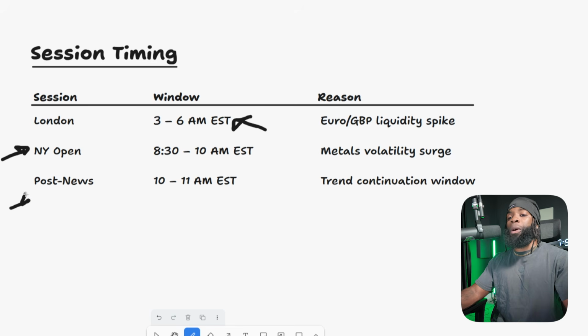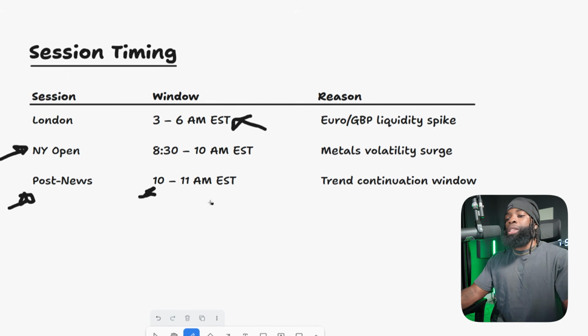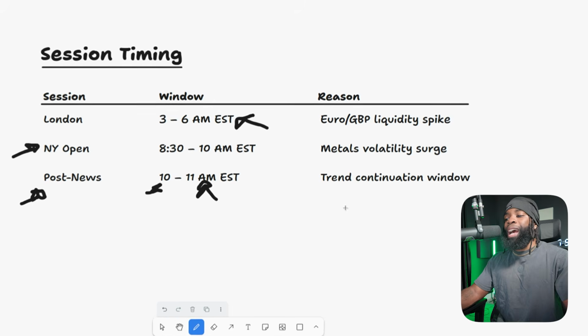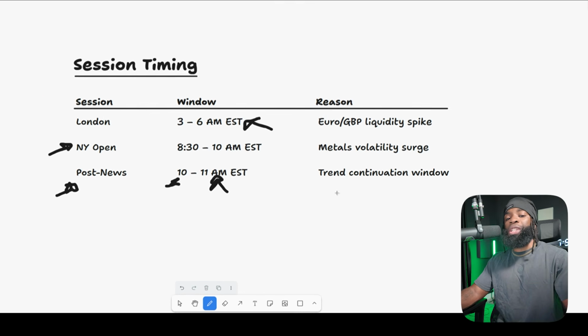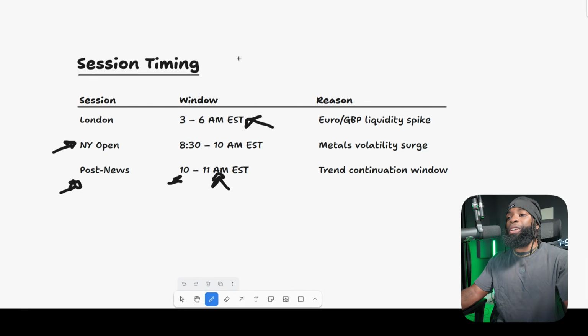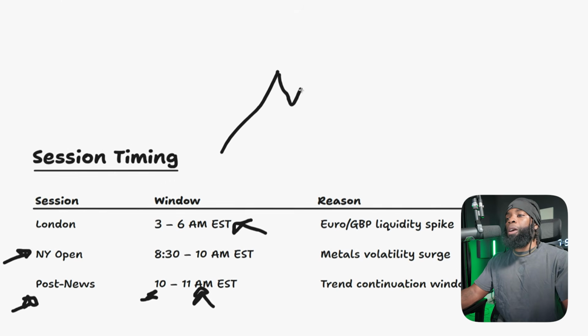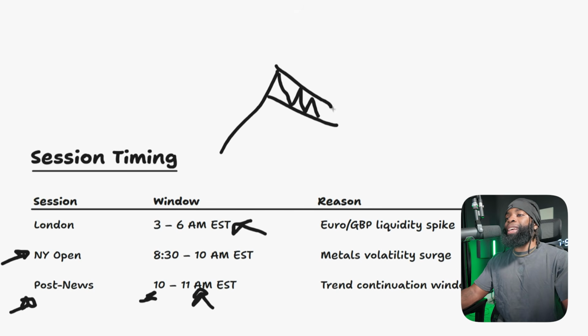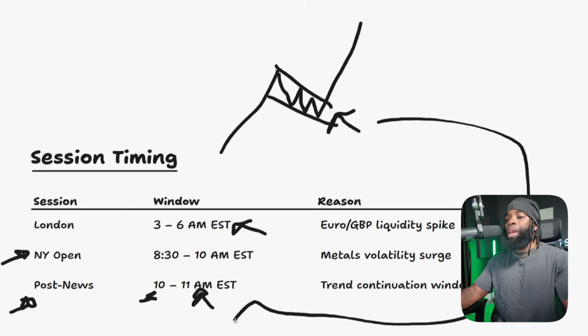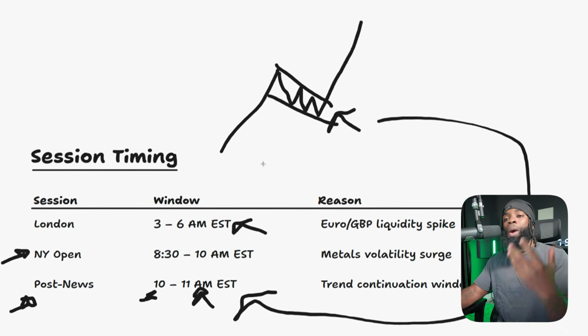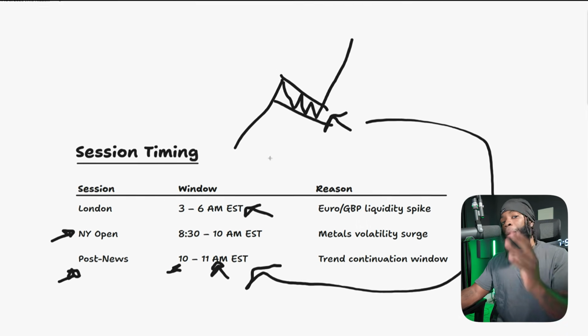And then you also got post news from 10 usually to 11 a.m. Eastern time. This is where the trend continuation window happens. Meaning, like I said earlier, where market will come up, come down, does its corrective wave, and then the continuation. And this is usually happening around this time at 10 to 11. So you guys can catch a lot of opportunity if you know how to really trade this with proper timing.